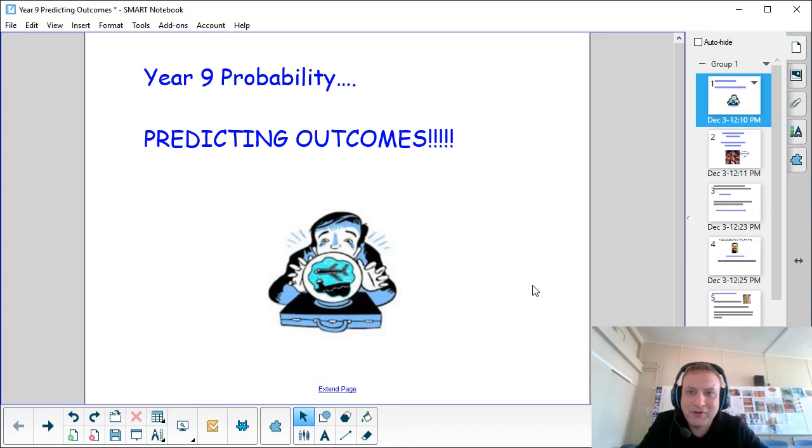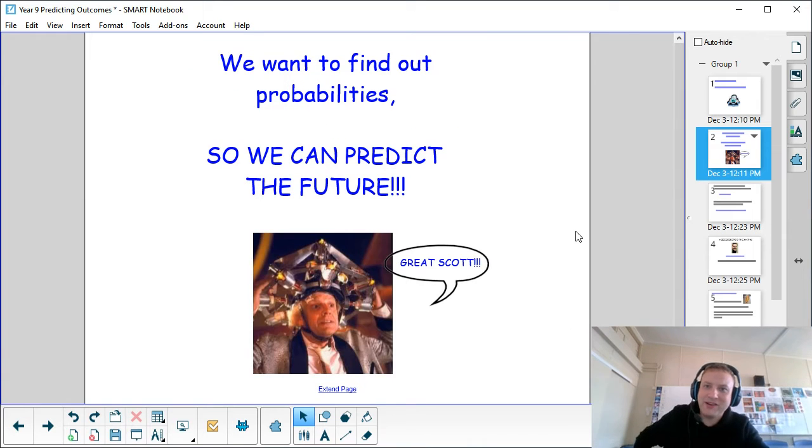We take that one step further today, and we use probability to predict outcomes. So once we know the chance of something happening, we look at that event occurring over and over again, and we figure out how many times that thing should happen. We basically find it out so we can predict the future and make good decisions. It's something that's used commonly all the time.